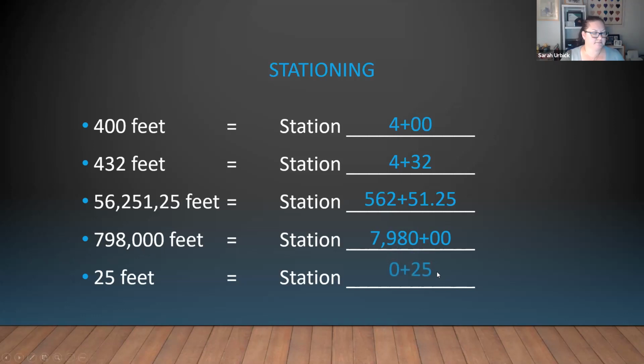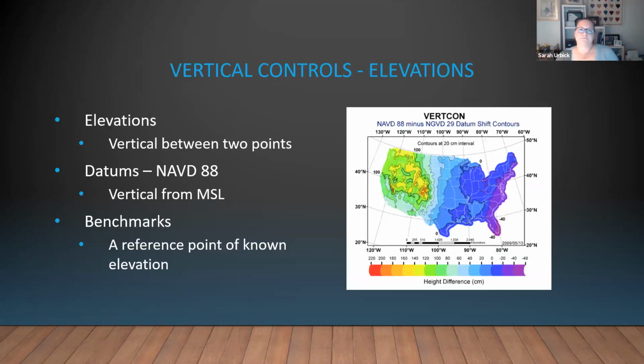All right. So that is the nomenclature for our horizontal definitions. If we're starting to talk about large scale, we're going to start talking about stationing. We use that a lot on the construction side, especially when you start getting these large projects that go miles and miles. Okay. So the next component that we have is going to be our vertical control.